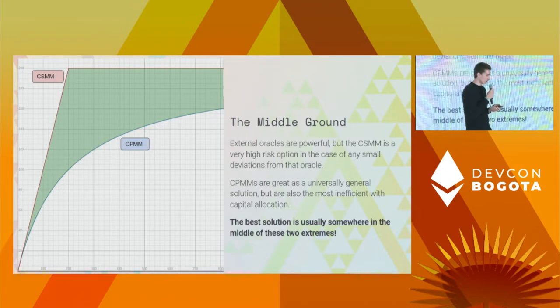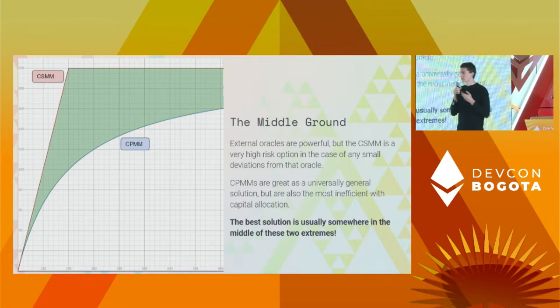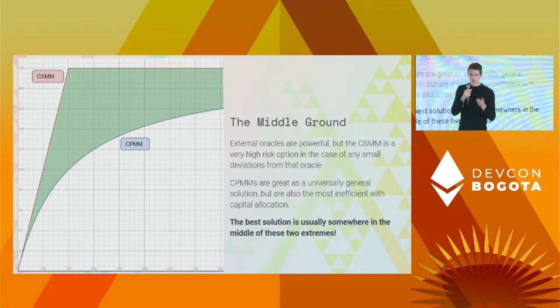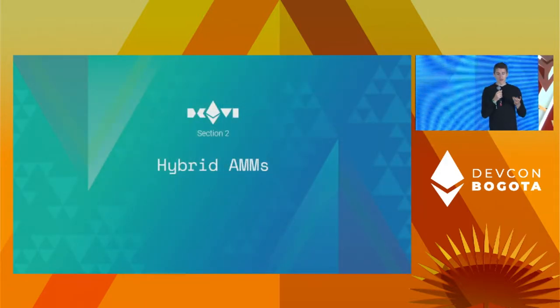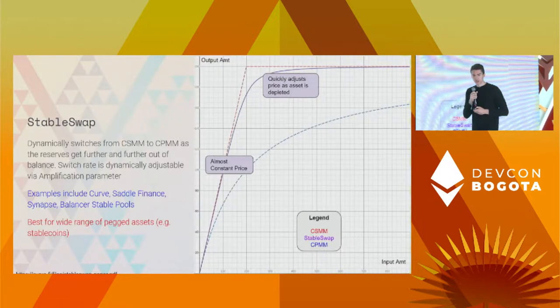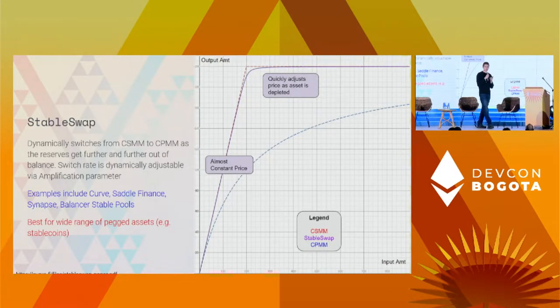And so essentially what the rest of this talk is going to cover is different types of mechanisms that can cover that middle ground. And these can be known as hybrid AMMs. The first of which will be StableSwap. So StableSwap was introduced by Curve.